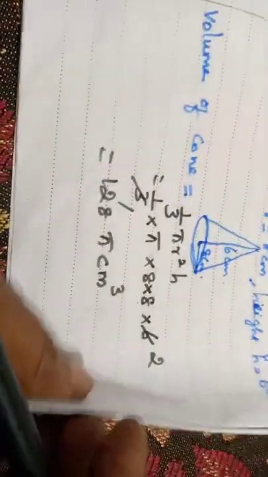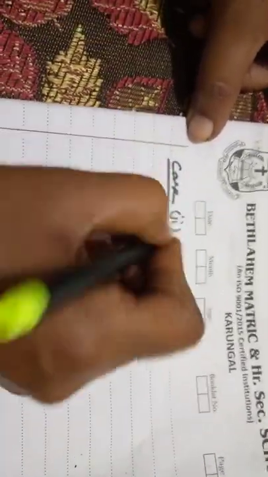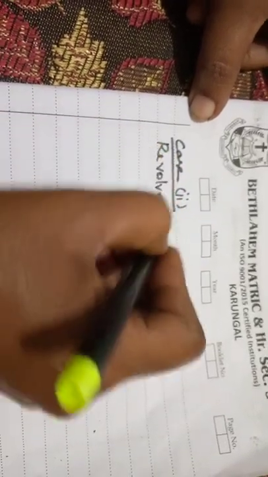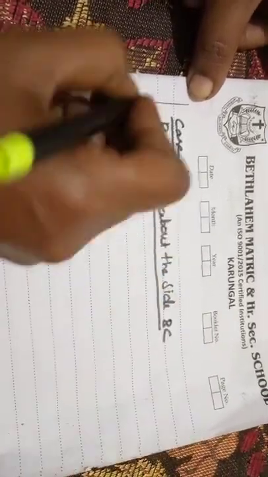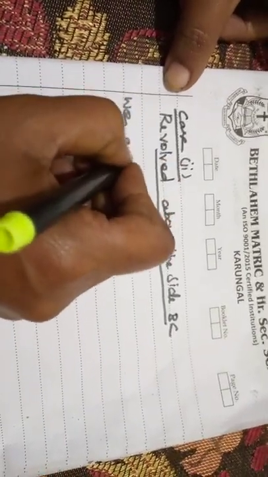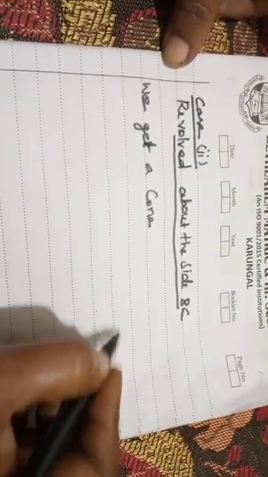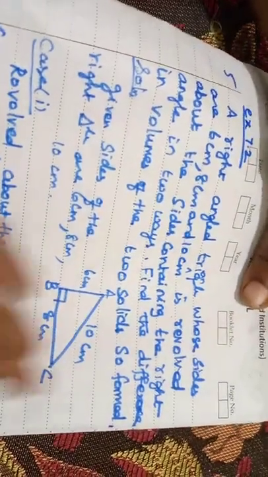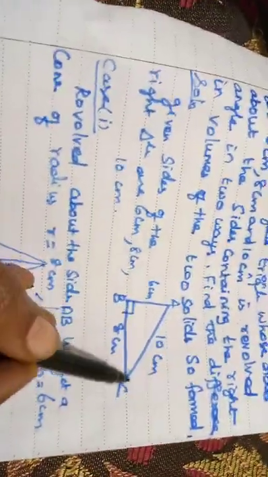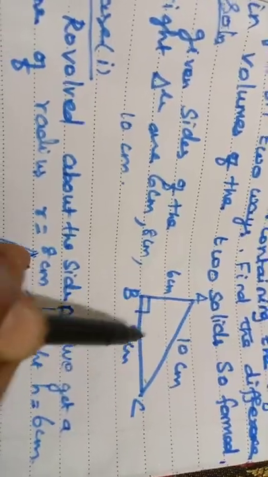Next, let us take case 2. Revolved about the side BC, we get a cone. So BC we are taking and rotating, and likewise we get a cone. See here, this BC we are taking and rotating. This way we are rotating, so BC becomes the height. If AB is taken and rotated, AB becomes the height; if BC is taken and rotated, BC becomes the height. Like this we will get one cone.